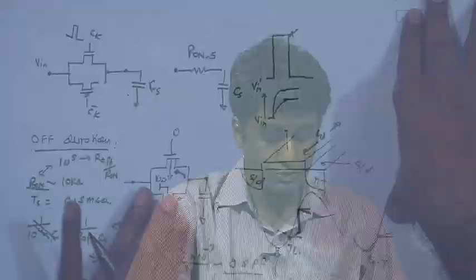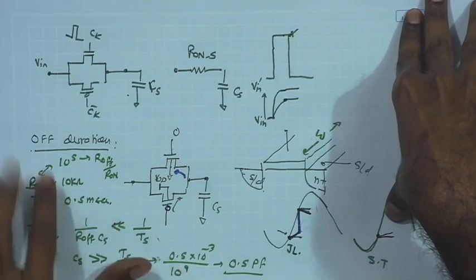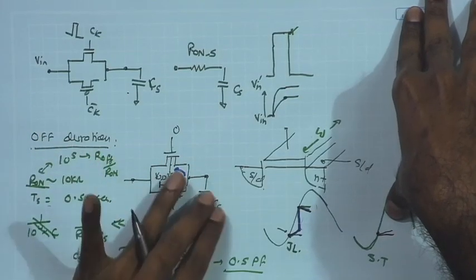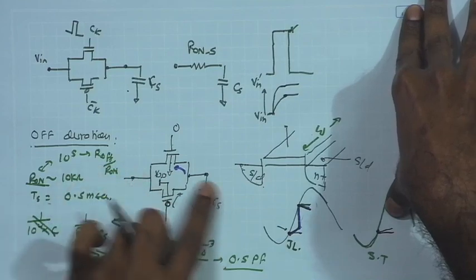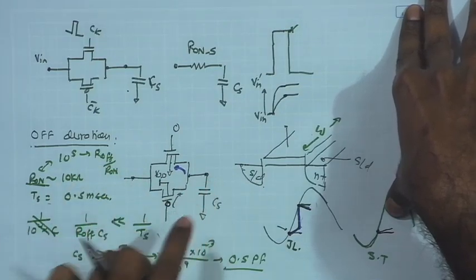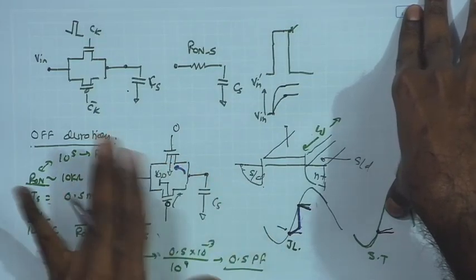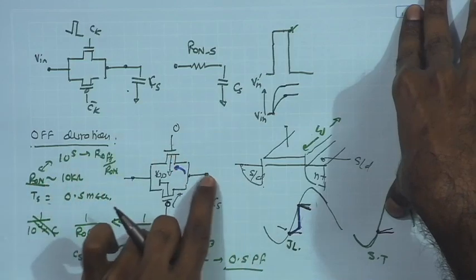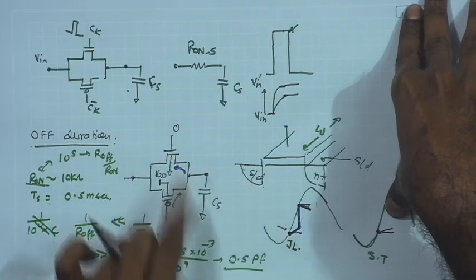Welcome back, and let us resume our discussion on sampling. Last module we discussed the leakage issue with the switch, and we looked into the R off and CS combination, which is ultimately going to determine the size of the CS. What is the minimum value of the CS required to successfully store the sample data over the entire duration.